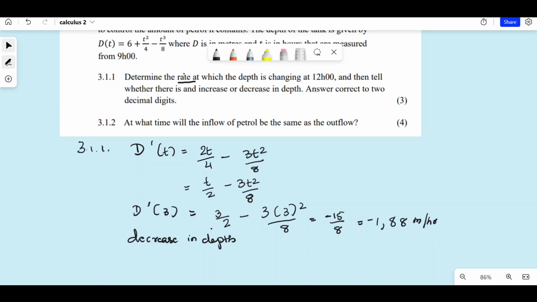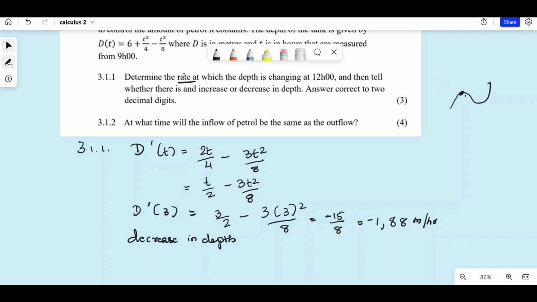Now 3.1.2, at what time will the inflow of petrol be the same as the outflow? Inflow is increase in the depth, outflow is decrease in the depth. So now when the inflow and outflow are same, that means neither increasing nor decreasing. So this is a cubic function, so neither decreasing nor increasing is all about the turning points.